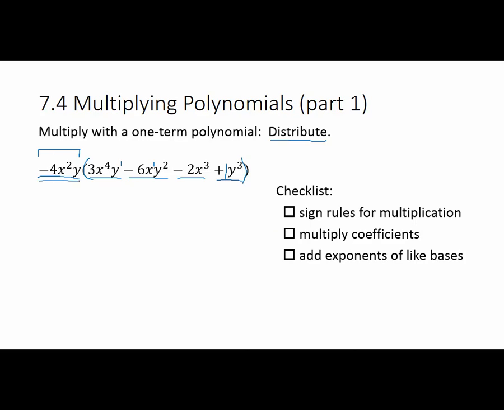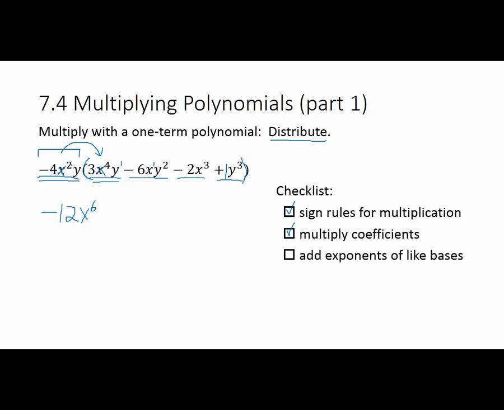So let's distribute. I'm going to take this first term, I'm going to multiply it here, the first term in the second set of parentheses. And I ignore everything else. Now I'm just running through my checklist. Okay, sign rules. Negative times positive is negative. Multiply my coefficients. Okay, 4 times 3 is 12. Notice I didn't even pay attention to any of the numbers when I did the sign rules. I'm not caring about the x's or y's yet when I multiply the 4 times 3. Now I move on to my like bases. So I've got x and x, add the exponents. 2 plus 4 will give me x to the 6th power.